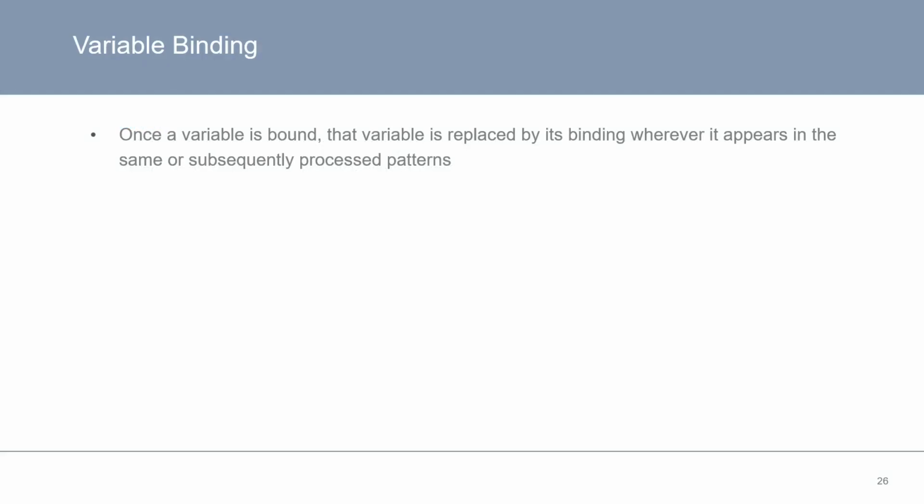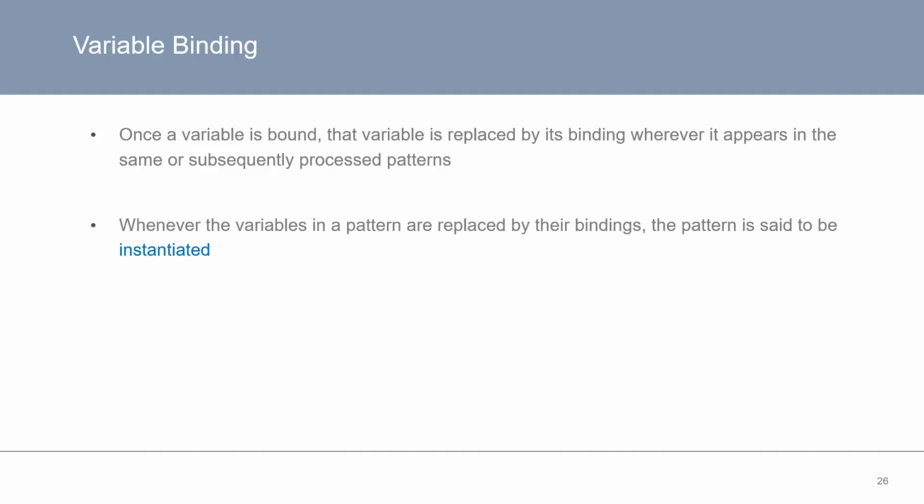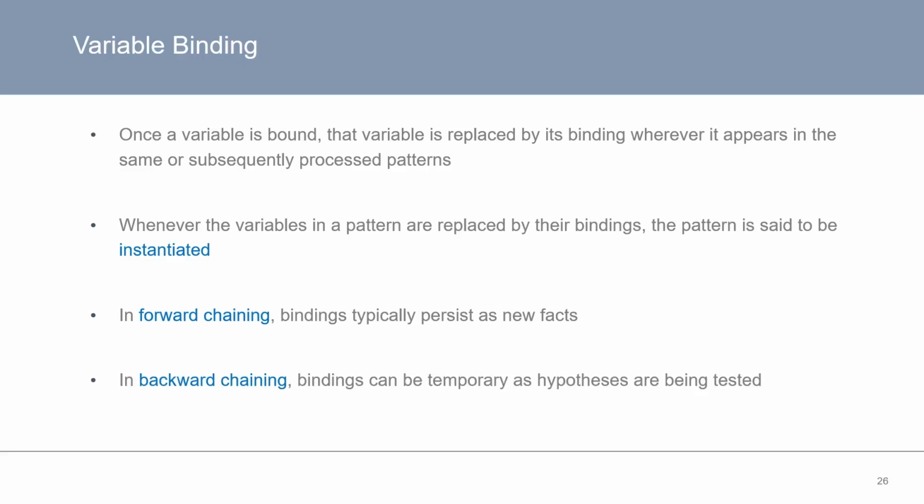Once a variable is bound, that variable is replaced by its binding, wherever it appears in the same or subsequently processed patterns. Whenever the variables in a pattern are replaced by their bindings, the pattern is said to be instantiated, just like from the field of logic. In forward chaining, these bindings typically persist as new facts added to that working memory. However, in backwards chaining, these bindings can be temporary, as we're going about testing different hypotheses and trying to prove, through backwards chaining, a chain of truth values.